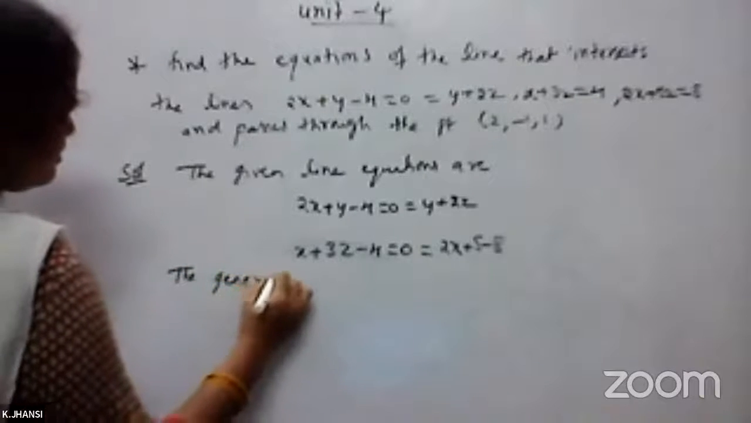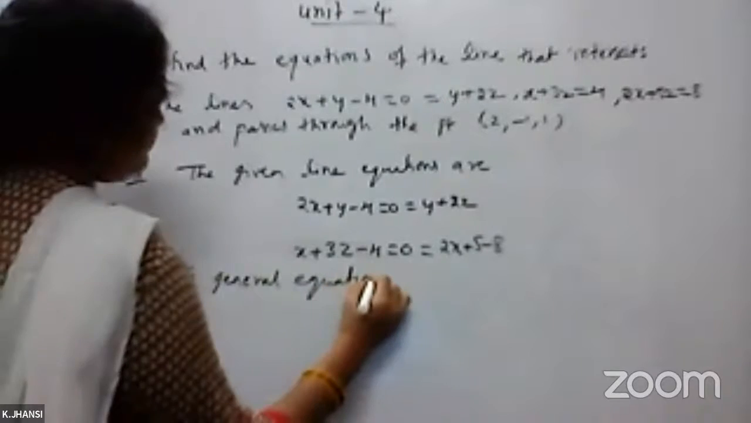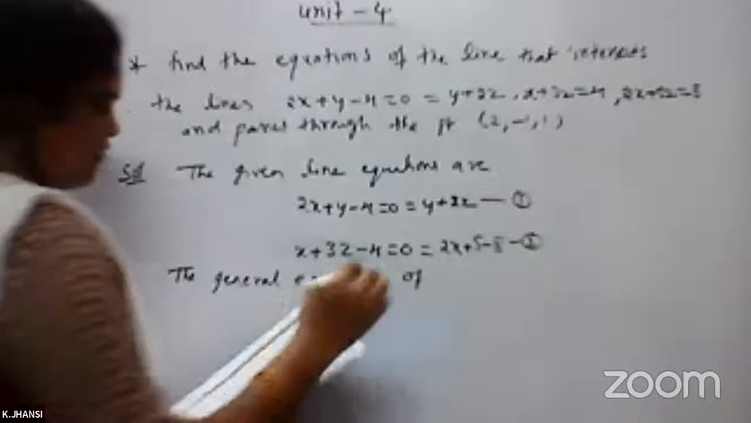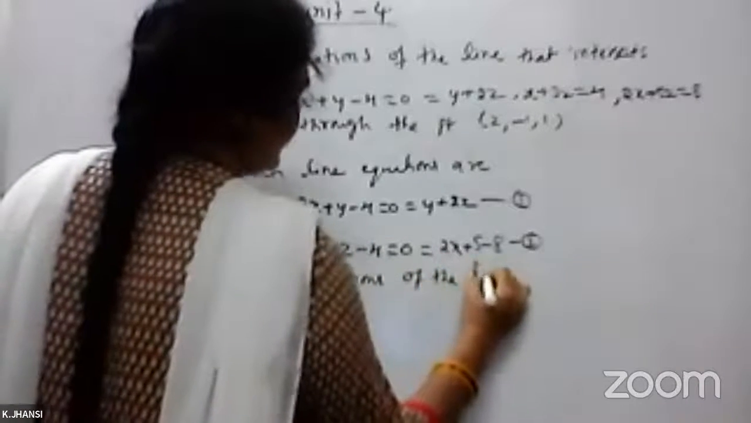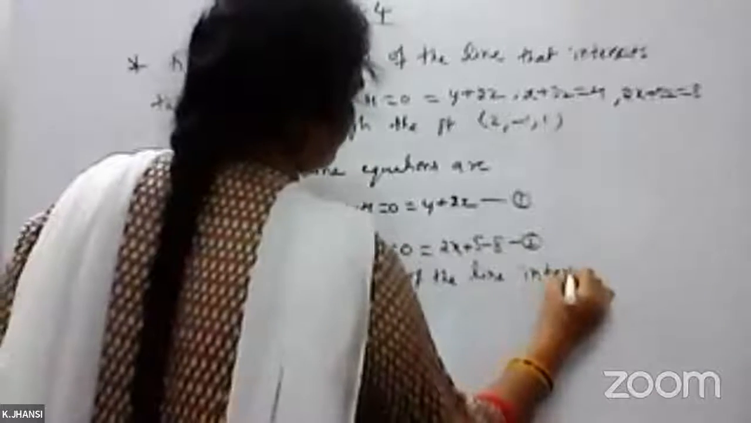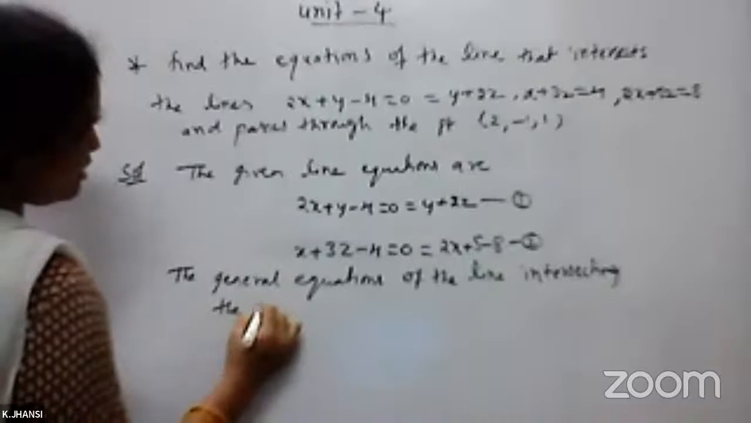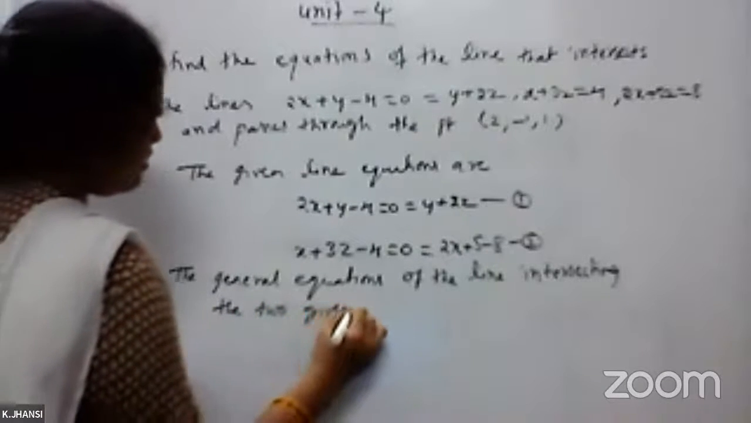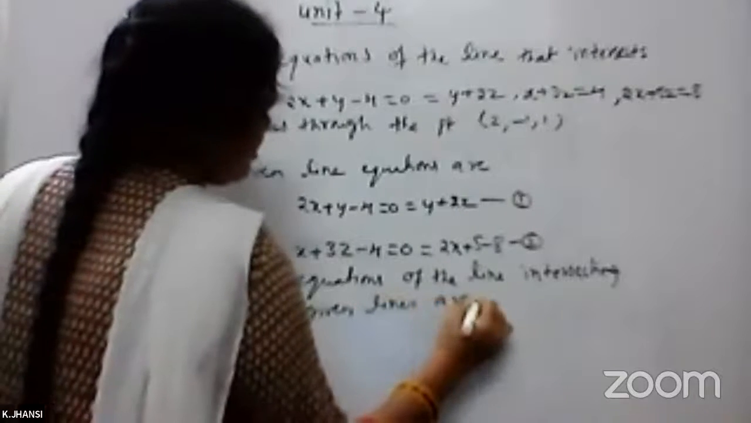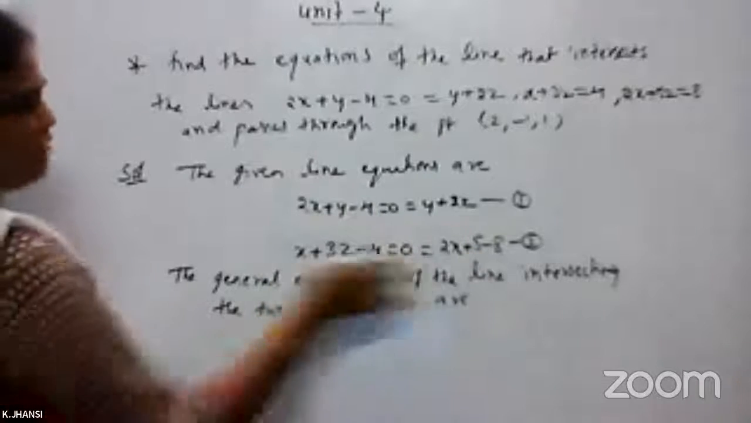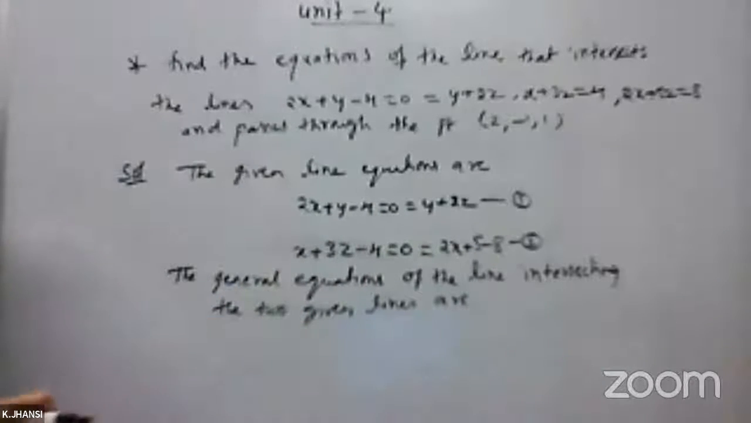Okay, so after that you write the general equations of the line intersecting the two given lines. So you join these two plane equations with lambda 1 and these two plane equations with lambda 2. Then if you find lambda 1 and lambda 2 and substitute in that one, you will get both the line equations.